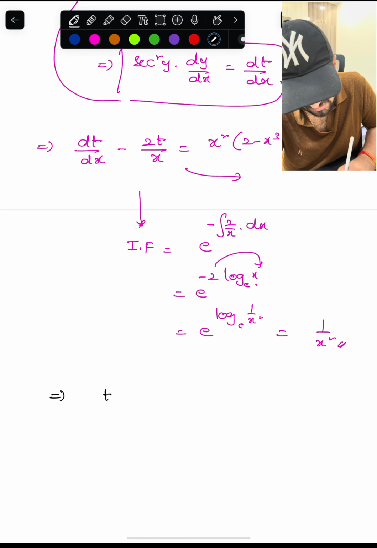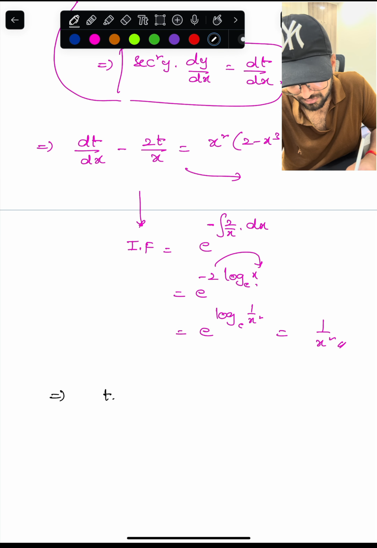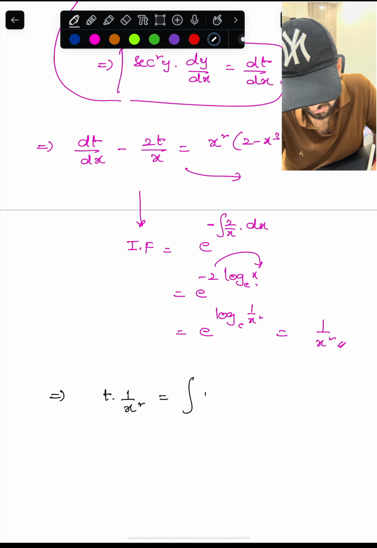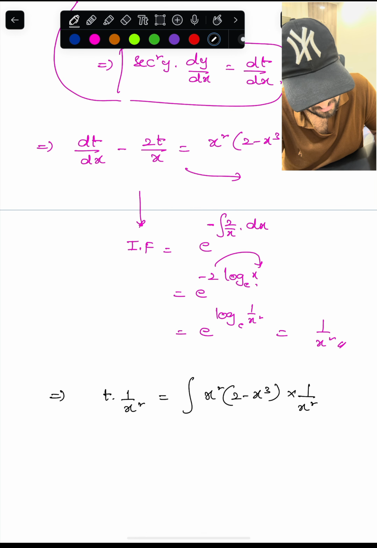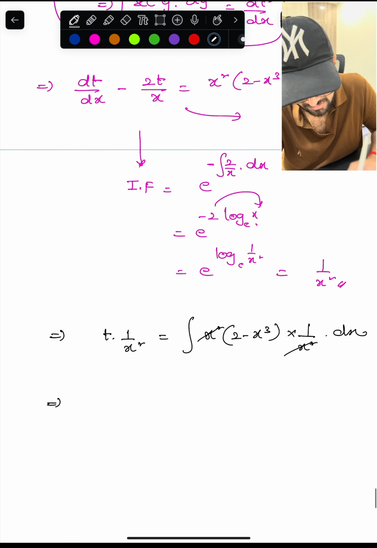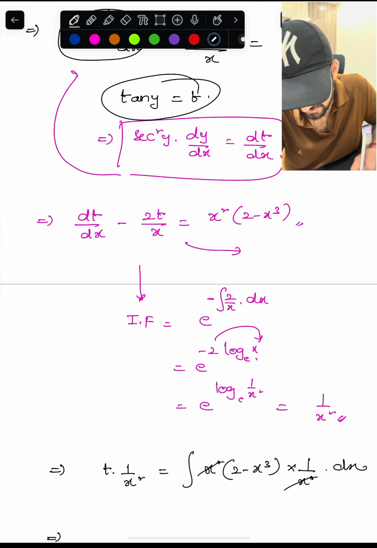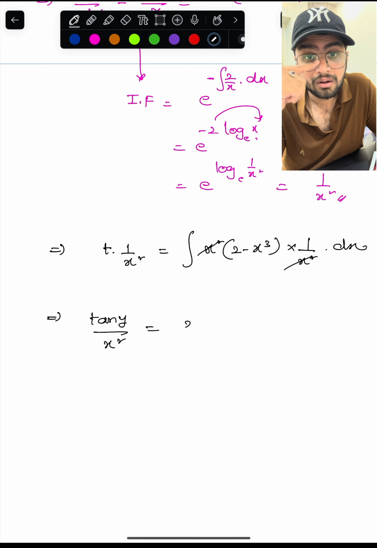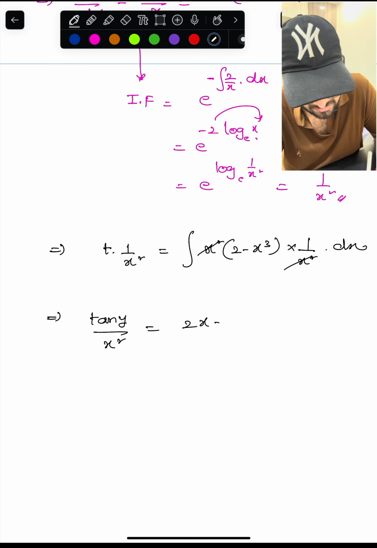So now directly we can jump to the final step. t into integrating factor 1 by x square equals the integration of x square times (2 minus x cube) into 1 by x square dx. So x square cancels out. What is t here? Tan y. So write that. tan y by x square equals 2x minus x power 4 by 4 plus c.